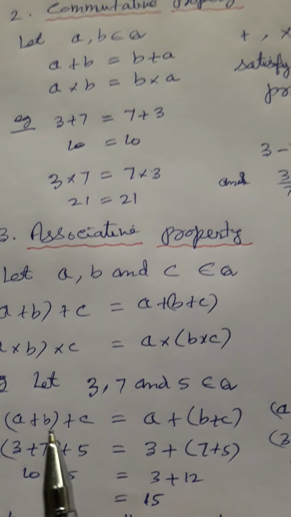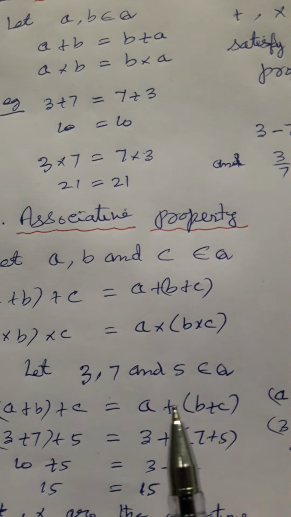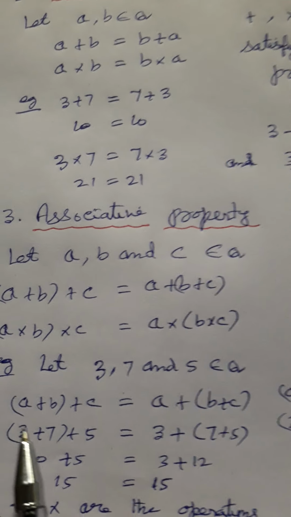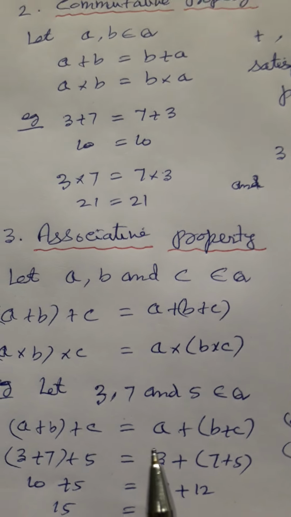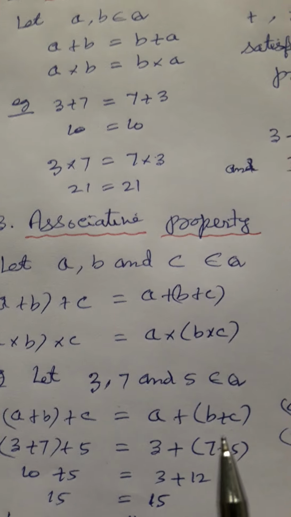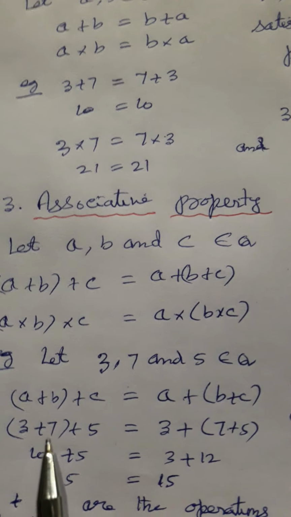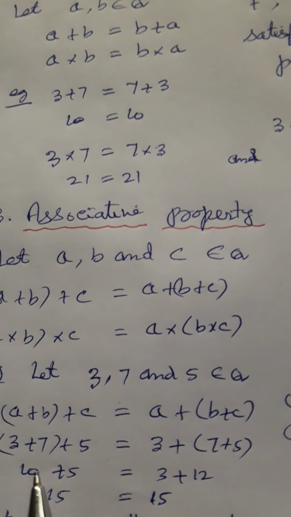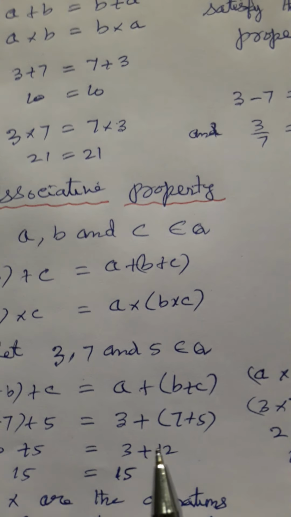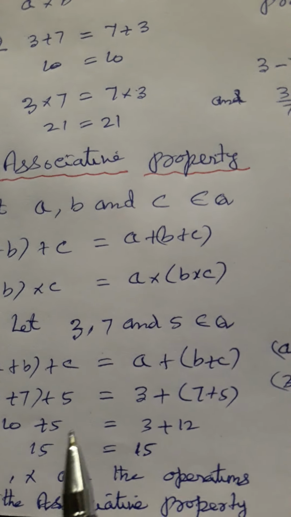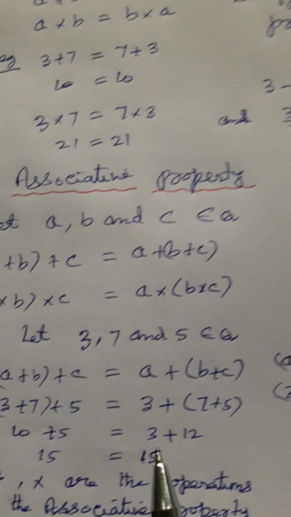Here the addition is (a plus b) plus c equal to a plus (b plus c). a is 3, b is 7 and c is 5. (3 plus 7) plus 5 equal to 3 plus (7 plus 5). 3 plus 7 we add, we get 10, plus 5. Here 7 plus 5 we get 12. So 10 plus 5 is 15 and 3 plus 12 is also 15, we get the same value.